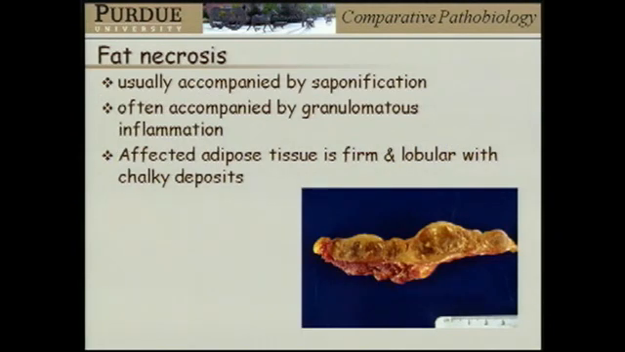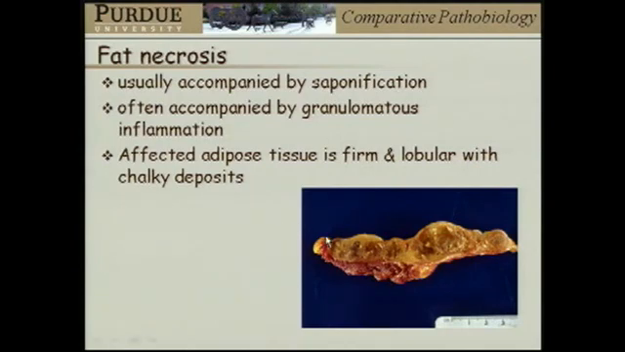Fat necrosis is a special kind of necrosis that occurs in adipose tissue. It's accompanied by saponification or soap formation. It's usually also accompanied by inflammation that tends to be granulomatous. Grossly, we will recognize it because in distinction to normal fat, necrotic fat is firmer, more lobular, more opaque, and it will have those chalky soap deposits in the tissue.